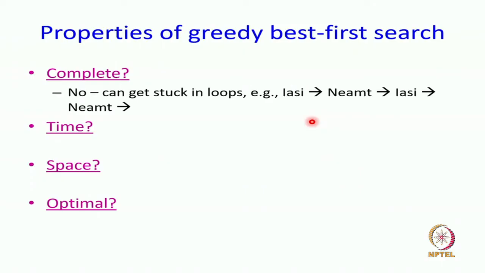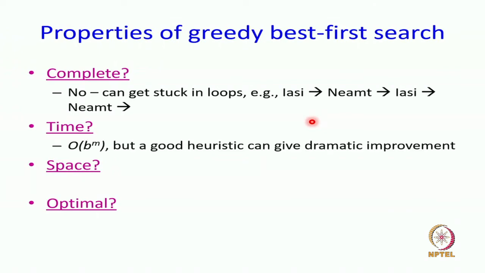So, in the worst case, if my heuristic function is really bad, in the worst case what is going to happen? I will end up exploring all the nodes, and in that setting my time would end up being order b to the power m, big O of b to the power m.